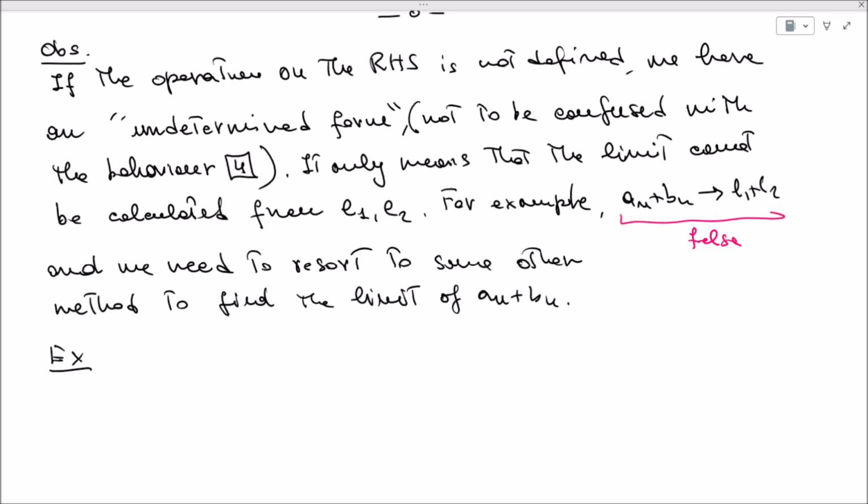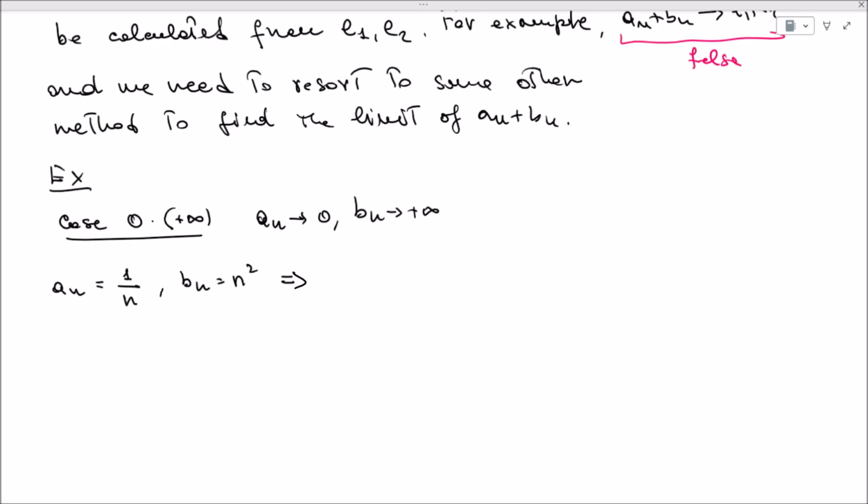Well, if we have an equal to 1 over n, certainly this will tend to 0. And bn equal to n squared, well, certainly this will tend to plus infinity. But in this case, an times bn will be equal to n that will diverge to plus infinity.